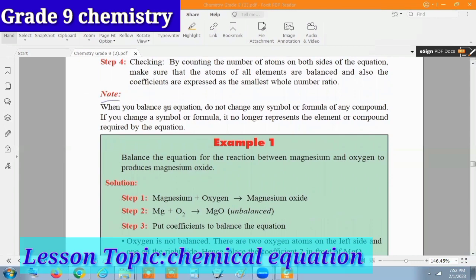Note that when you balance equations, do not change any symbols or formulas of any compounds.